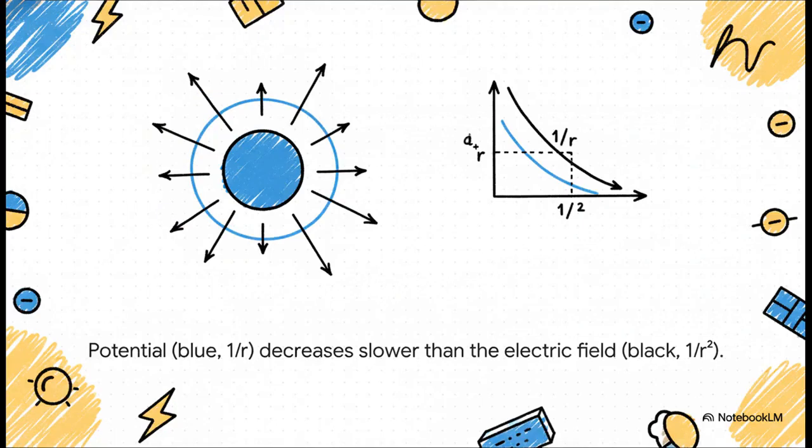Now, look closely at this graph, Bachcho. This is super important. For a single point charge, you can see the blue line, that's potential. It slopes down nice and gently. It decreases as 1 by R. But now, look at the black line for the electric field. Whoosh! See how steep it is? It drops off so much faster as 1 by R squared. This comparison is a classic exam question, Beta, so please remember this picture.